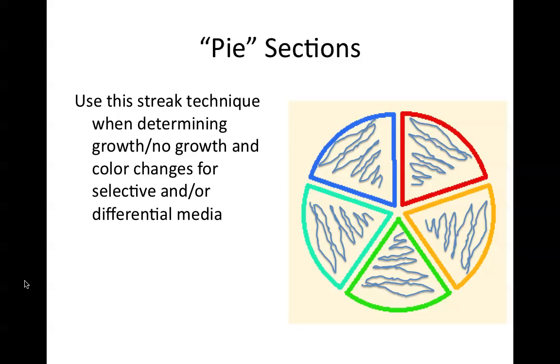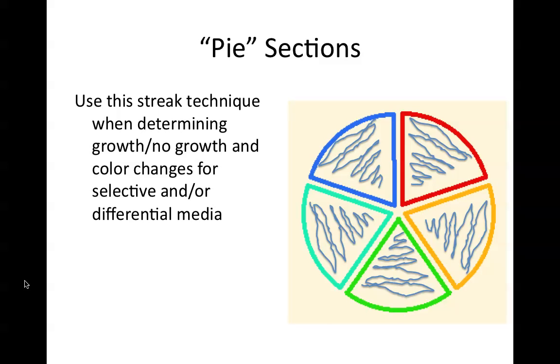The last streak technique is simply a type of general technique that we call the pie sections to give us an idea if we're using different kinds of media, if the bacteria can grow or if it won't grow, and if it does grow, is there any change of color in the bacteria? Is there any change in color in media? So there are lots of reasons we do these little pie sections. And it's a very economical way for us to do a lot of tests on one agar plate.